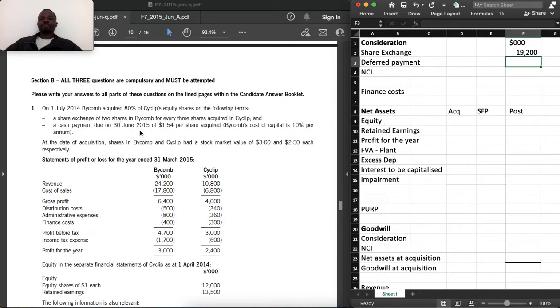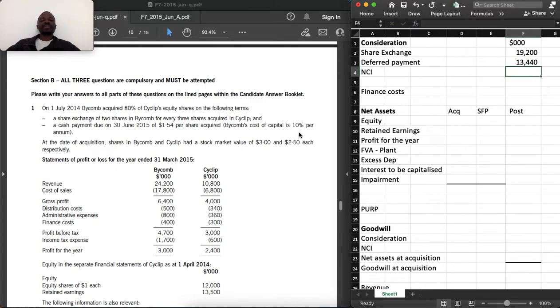Then we have got a deferred payment. For every share acquired, there is a payment of $1.54, but this $1.54 we need to discount it to its present value using the cost of capital. So we say 80% multiplied by 12,000. We get the number of shares that were acquired. Then we multiply every share by $1.54. Then we discount this by 10% for 1 year. So we discount for 1.1 to the power 1 because it's for 1 year.